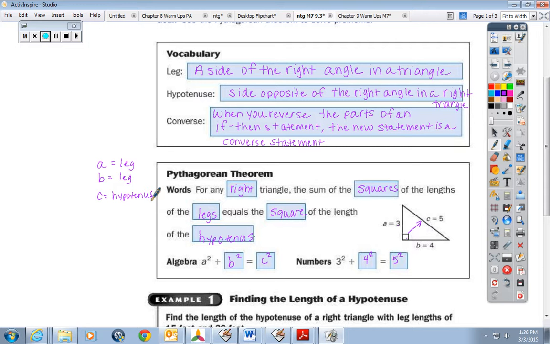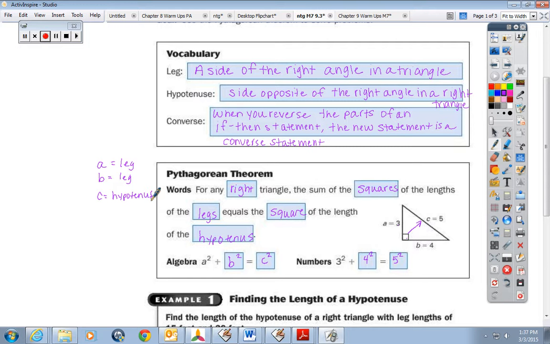So they could give us all three of them, and they could tell you to check and see if it's true. Is 3 squared, 9, plus 4 squared, 16, equal to 5 squared, 25? Does 9 plus 16 equal 25? What's 9 plus 16? 25. So this is in fact a right triangle.